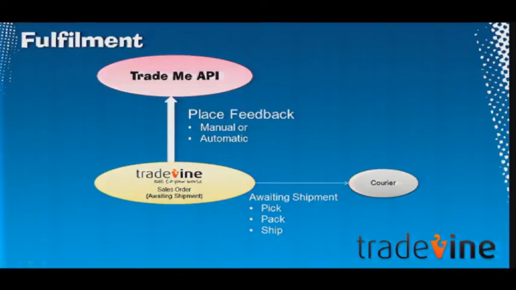We print pick lists to go get the stock out of inventory. We print paper pack lists and invoices to go in the box, contact the courier company. If any part of the order hasn't been fulfilled, we'll automatically create a back order. And at that stage, our system can either automatically place positive feedback if all's gone well, or the user can place feedback manually if he wishes to.